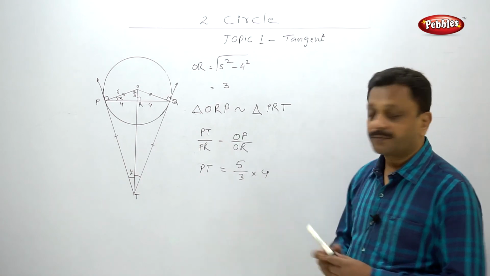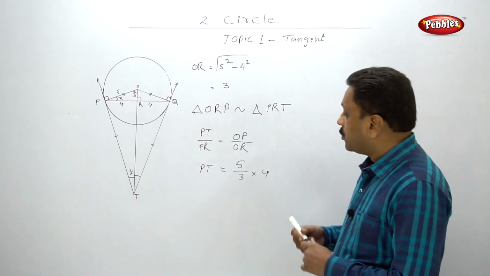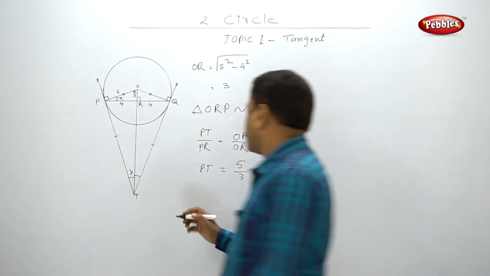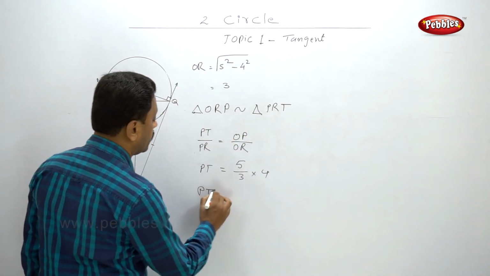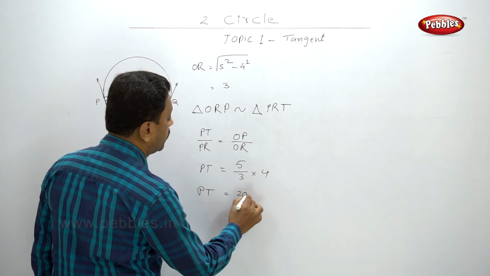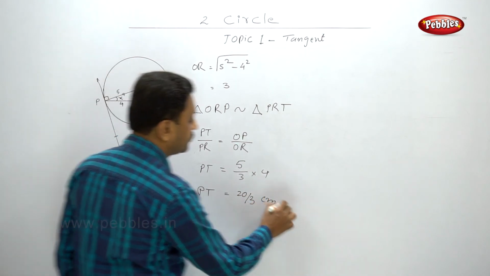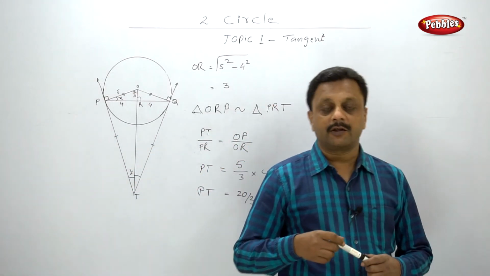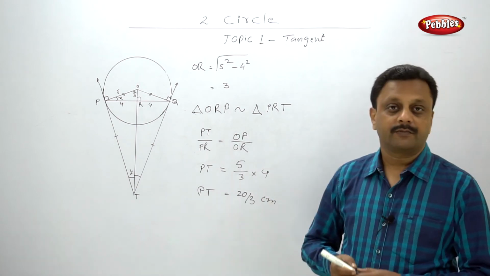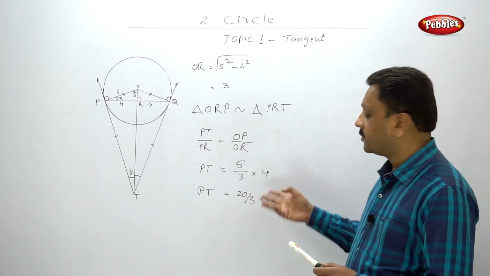Simple. So what is the PT now? PT is equal to 20 upon 3 centimeters. Of course you can further simplify it. 6.666.